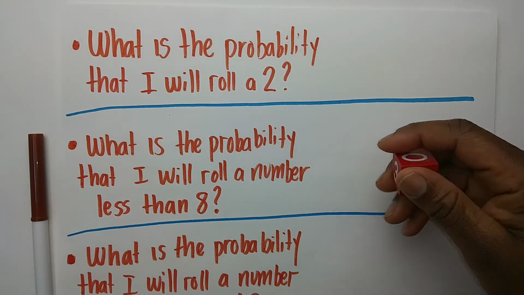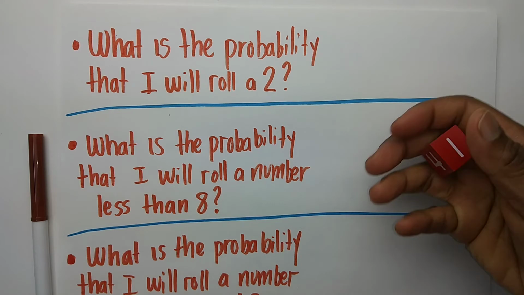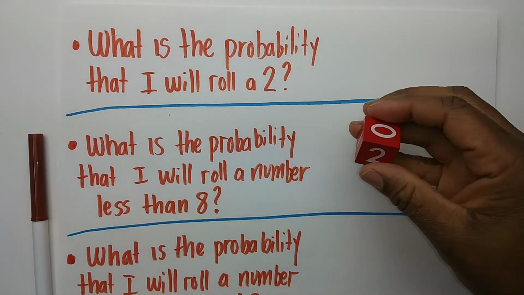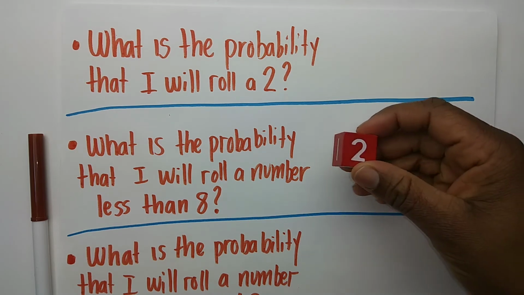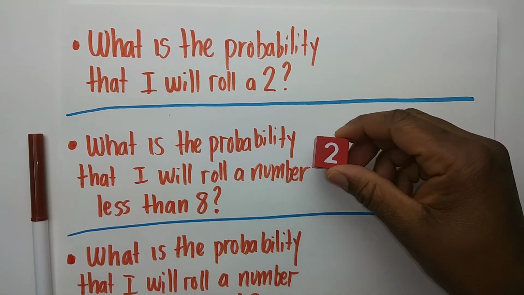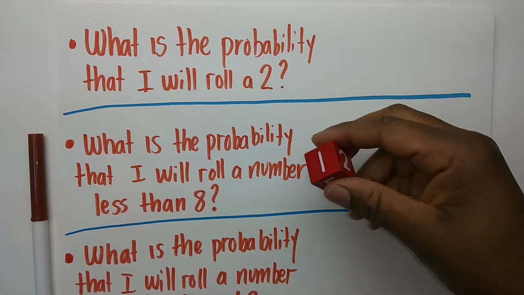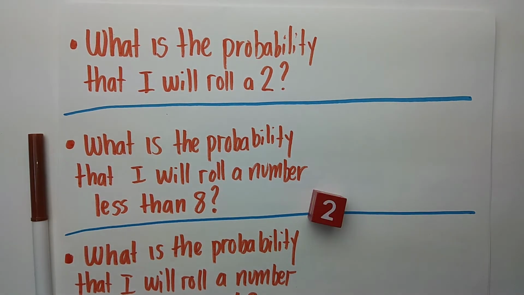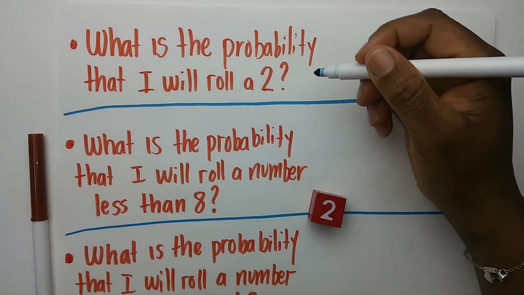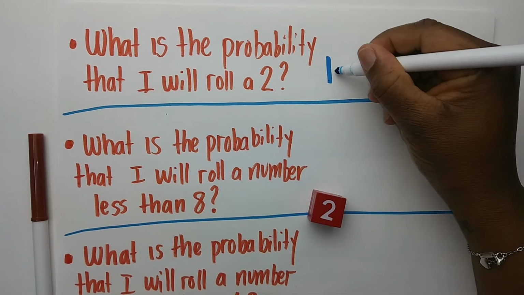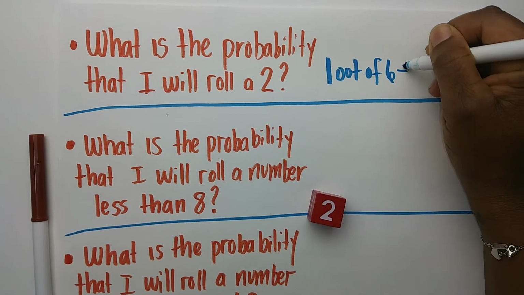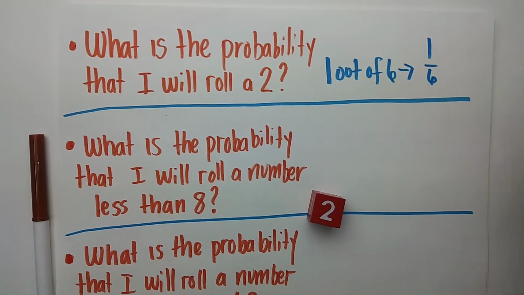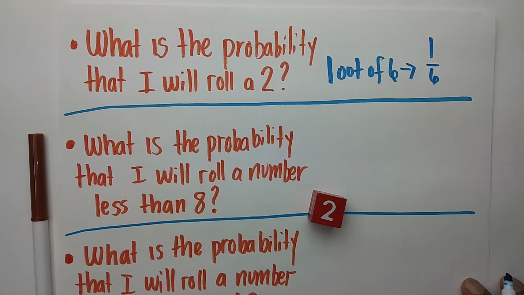If I roll this cube, what is the probability that I will land or roll a 2? Well, if you take a look at it, there is only one number 2 on this entire die. So only one of the 6 sides is a 2. So the probability is 1 out of 6, or as a fraction, it will be 1/6.